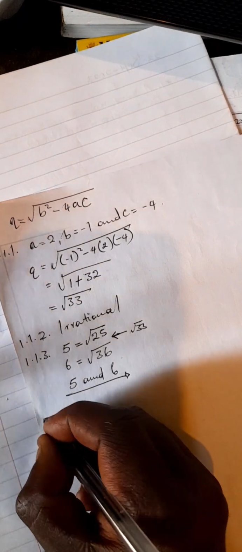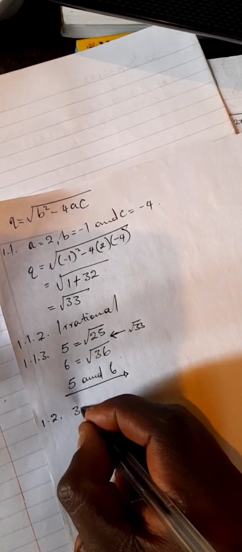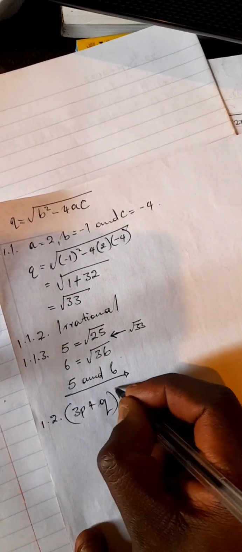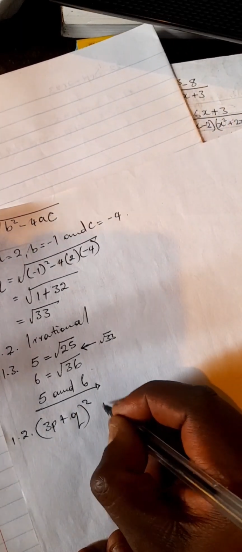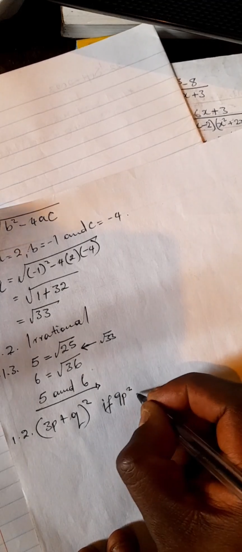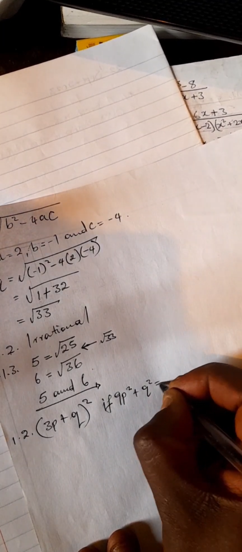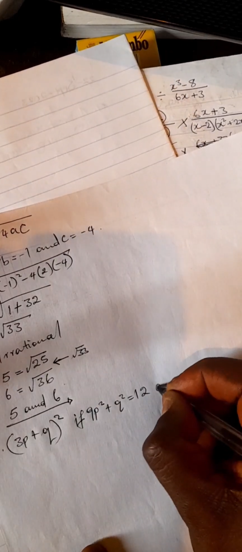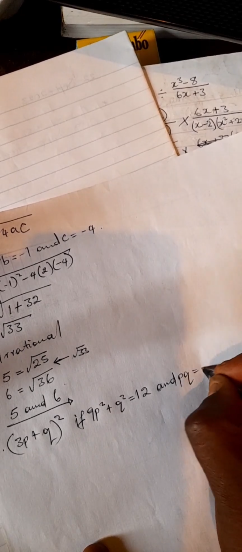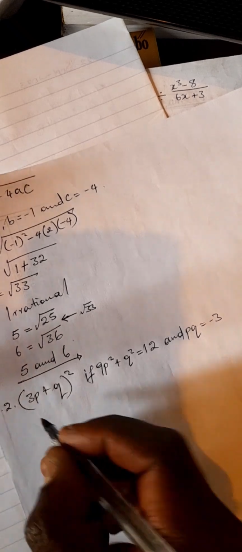Right? So 1.2, moving on, says determine the value of (3p plus q) all squared if 9p squared plus q squared equals 12 and pq equals -3. Determine the value of this.